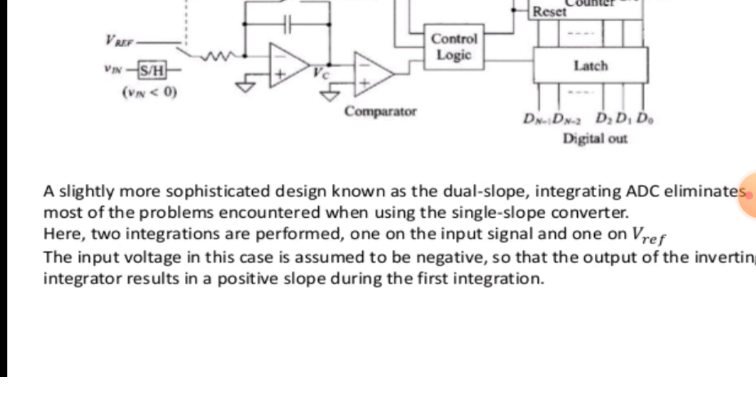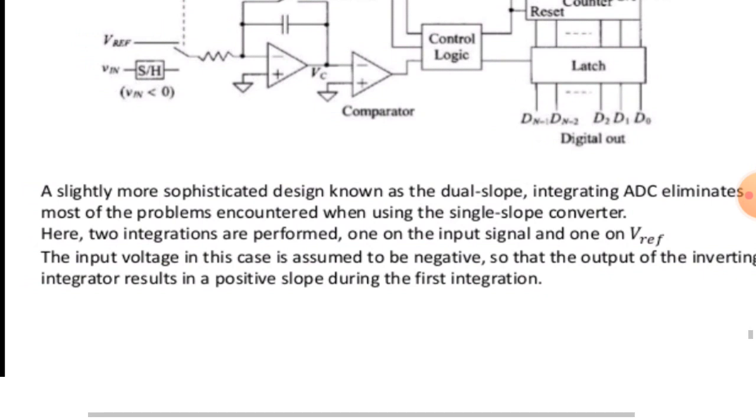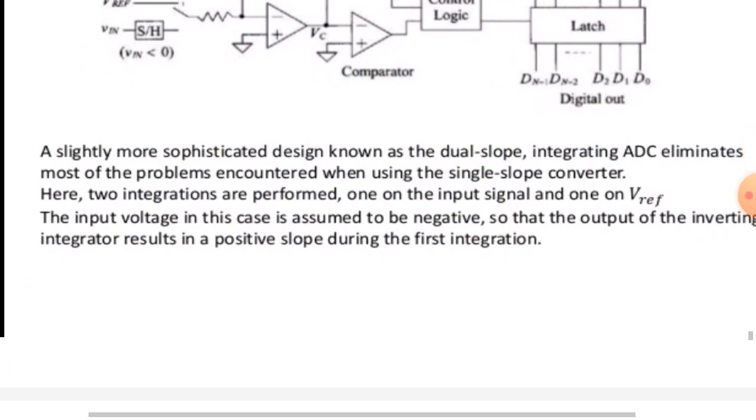A slightly more sophisticated design known as dual slope integrating ADC eliminates most of the problems encountered when using the single slope converter. Here two integrations are performed, one on the input signal and one on V reference. The input voltage in this case is assumed to be negative, so that the output of the inverting integrator results in a positive slope during the first integration.